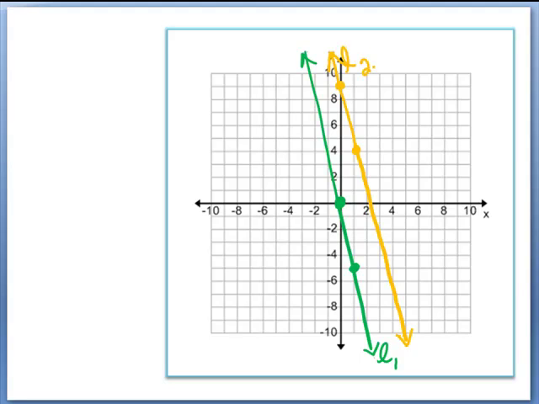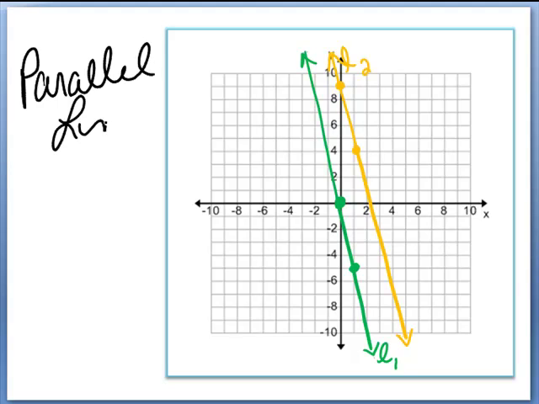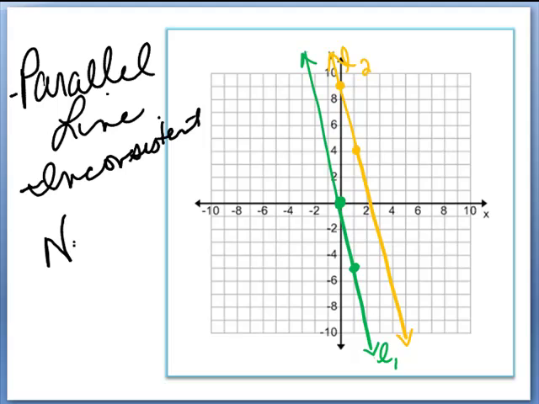That's our second equation. Now, look at the lines. We have parallel lines. Parallel lines do not intersect, okay? As we can tell, this is what we would call an inconsistent system. And what type of solution would we have? No solution. There is no answer because they are not touching, so no solution.